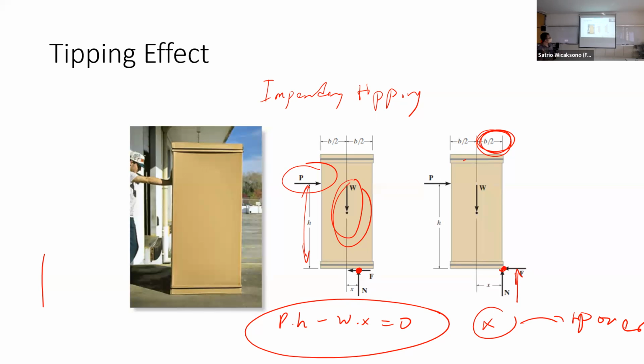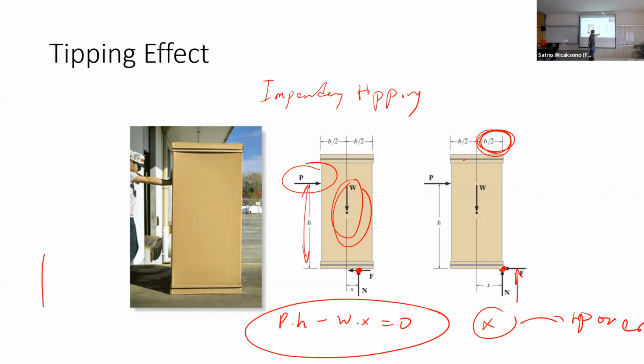Then after that, based on that particular case, if this one is happening, this is impending tipping, right? But when we want to check whether it tips over or not, the thing that we normally calculate is this one, X. So when we have a case like this, how can we check whether it tips over or not?